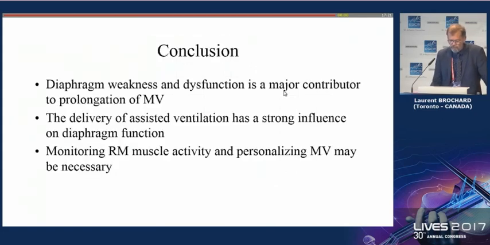So I think in conclusion, diaphragm weakness and dysfunction is a major contributor to prolongation of mechanical ventilation. The delivery of assisted ventilation has a strong influence, and monitoring respiratory muscle activity and personalizing ventilation based on this assessment may be necessary, using diaphragm ultrasound or other techniques.